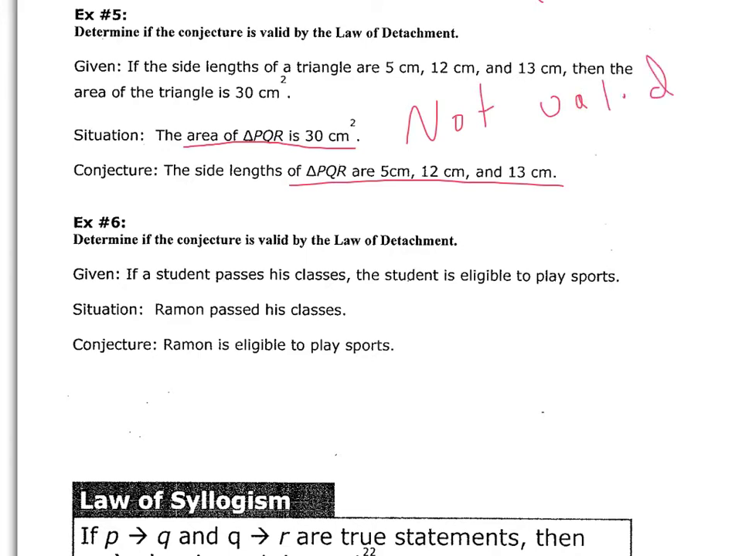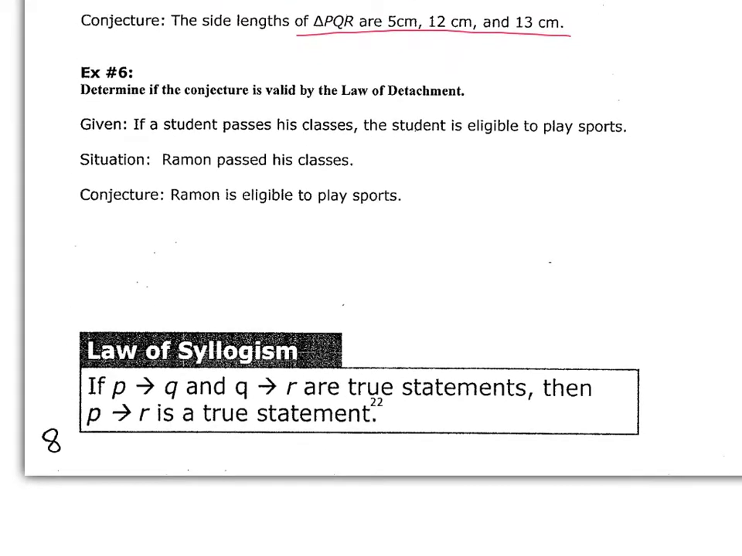Okay, example number 6. It says, if a student passes his classes, the student is eligible to play sports. And the situation is, Raymond passed his classes. So we know Raymond passed his classes. Then it says Raymond is eligible to play sports. Well, since it's given that if he passes classes, then they're able to play sports, then we know Raymond is able to play sports. So this is a valid statement.